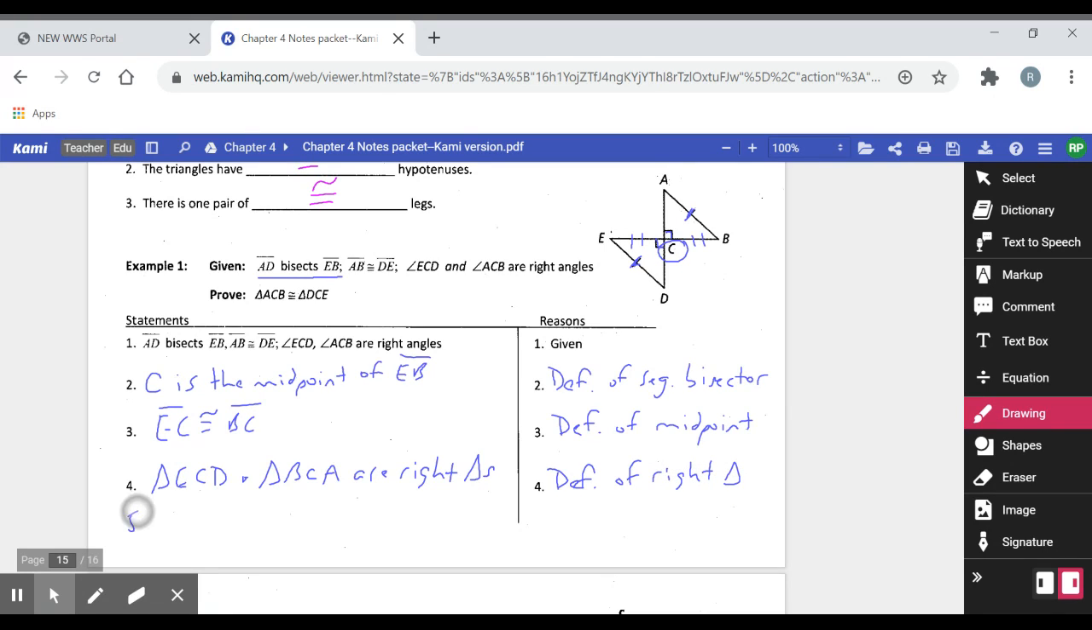All right. Then last up we have is the triangle ACB is congruent to triangle DCE, which is what we were trying to prove to begin with. And that is right hypotenuse leg. Okay, again, sometimes you might just see it as hypotenuse leg. That means the same thing. All right.